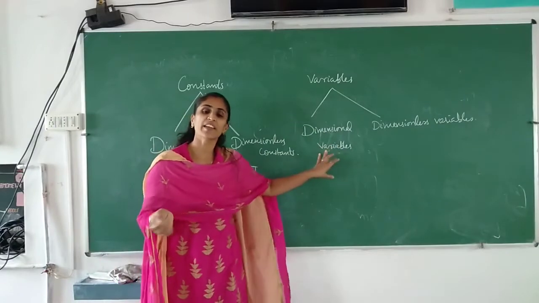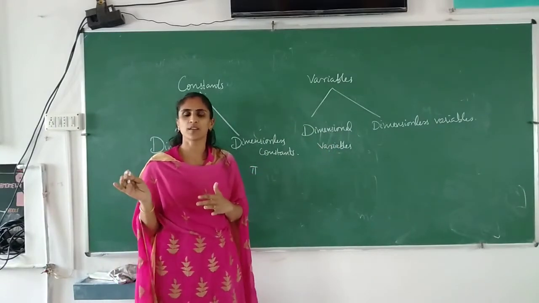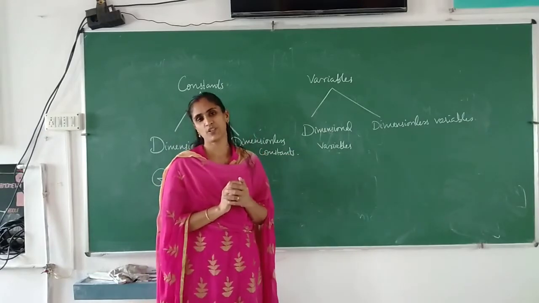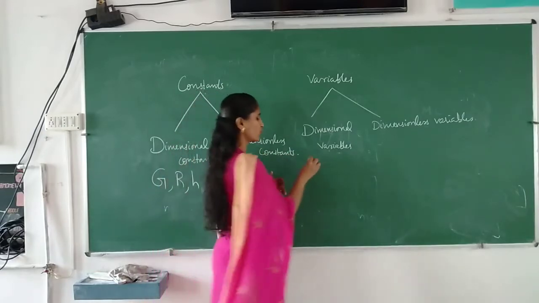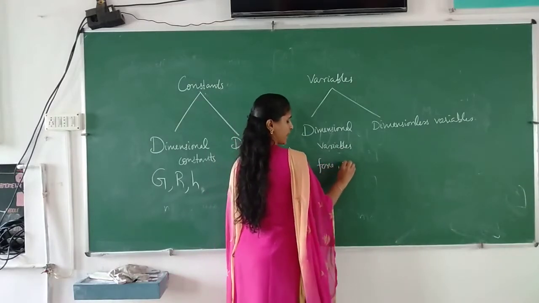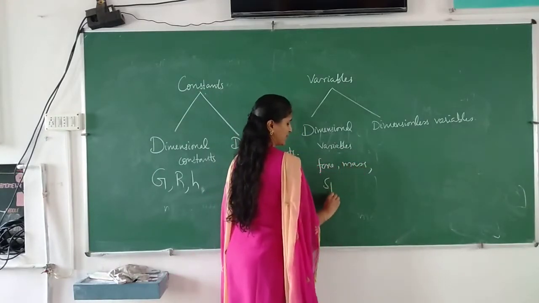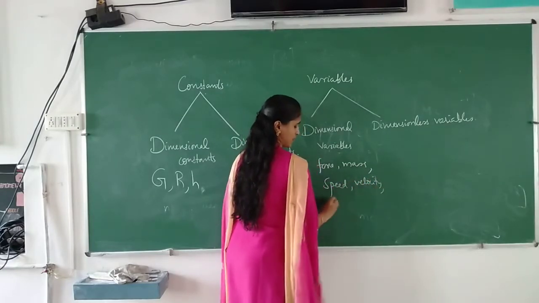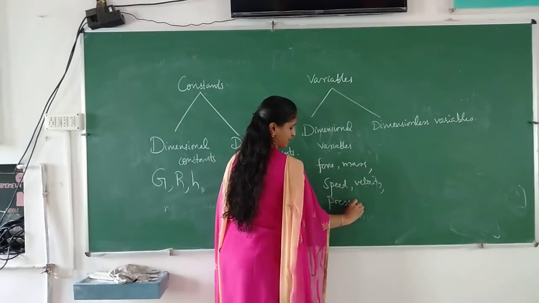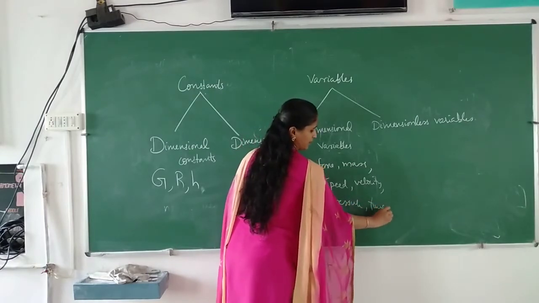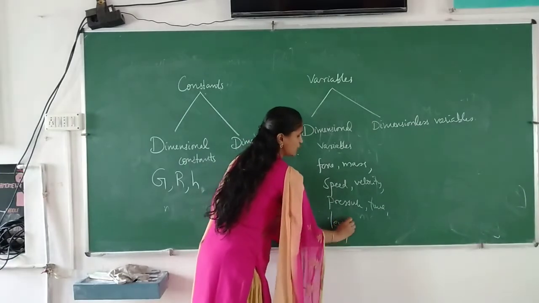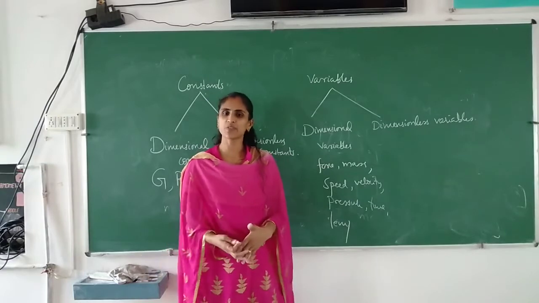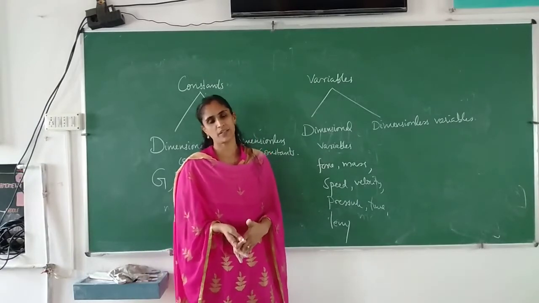So what is meant by a variable? Its value will be changing. Dimensional variables means value will be changing and it has a dimension. For example, force, mass, speed, velocity, pressure, time, temperature. Like that, so many quantities we can give. Its value will be changing depending on the situation, and it has a dimension.